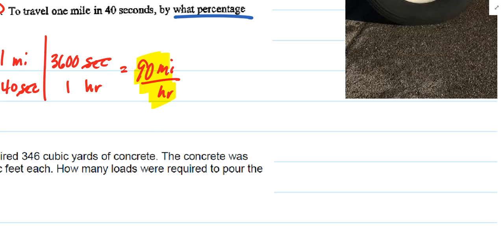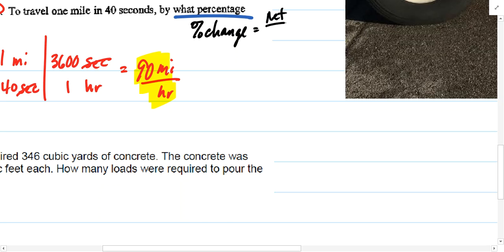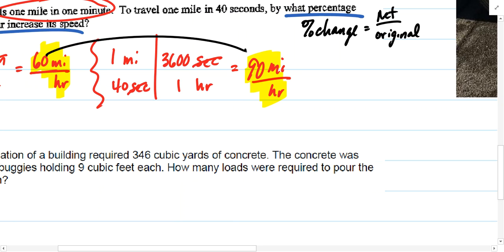Well, with one more side note, I'll point out that percent change, and this is something that's discussed in the math for tech class. Percent change is equal to the net change, or the amount of change, divided by the original number. The net change in this case is an increase of 30 miles per hour. We're going from 60 to 90. So in this case, we're increasing by 30 miles per hour, and our original speed was 60 miles per hour.